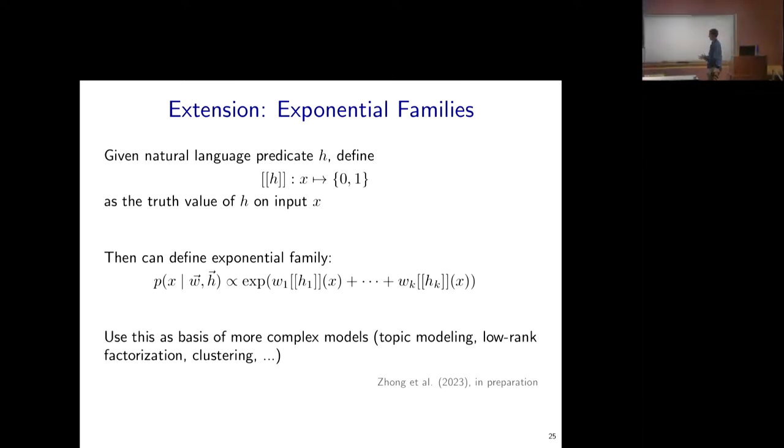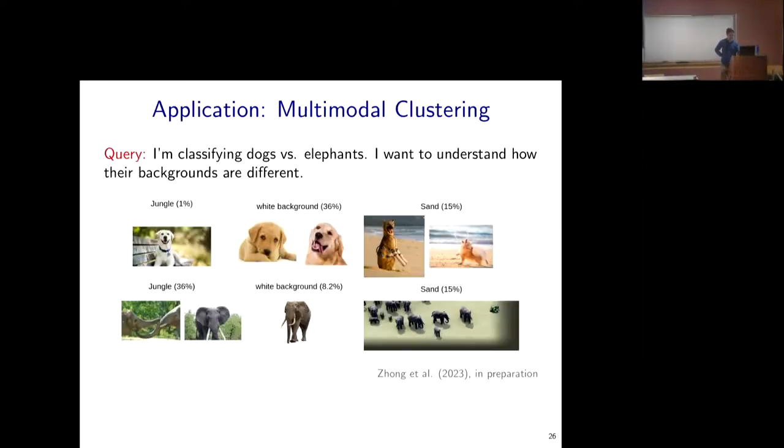Kind of like a one-layer MLP, but where the first layer, instead of being a matrix, is actually this list of strings that define these feature functions. So this is equivalent to a one-layer neural network, but where all the features are explainable instead of being arbitrary vectors. And more generally, you can use this as the basis of lots of more complex models, like topic modeling, low-rank factorization, clustering, and so on.